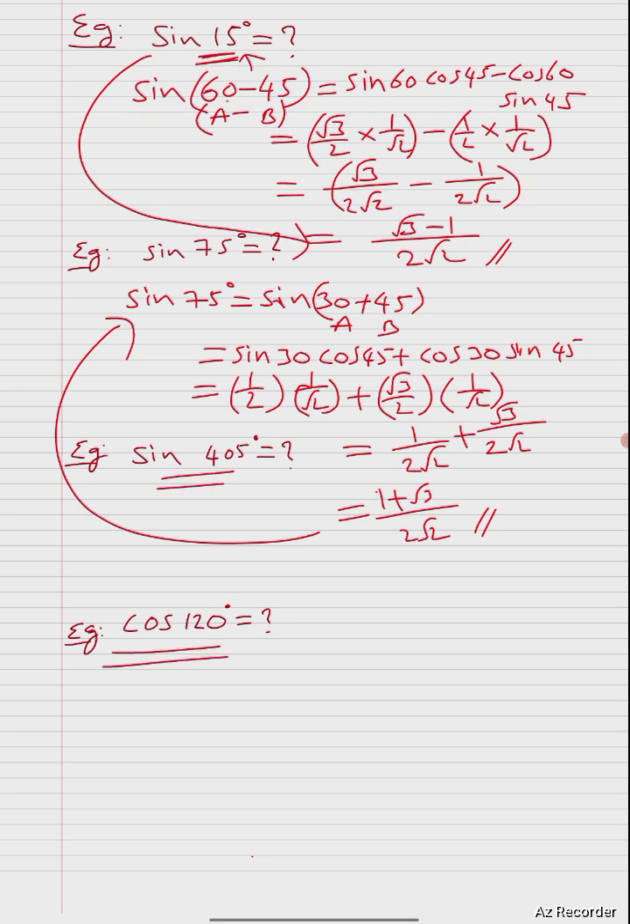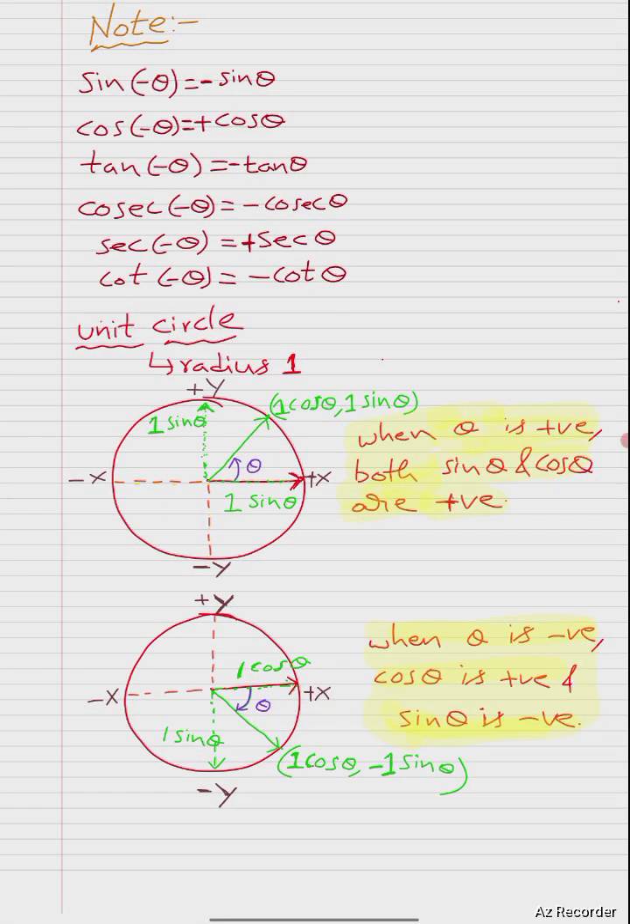Similarly, you can find the values of cos 120 and sine 405. Take it as an assignment, you can solve for that.